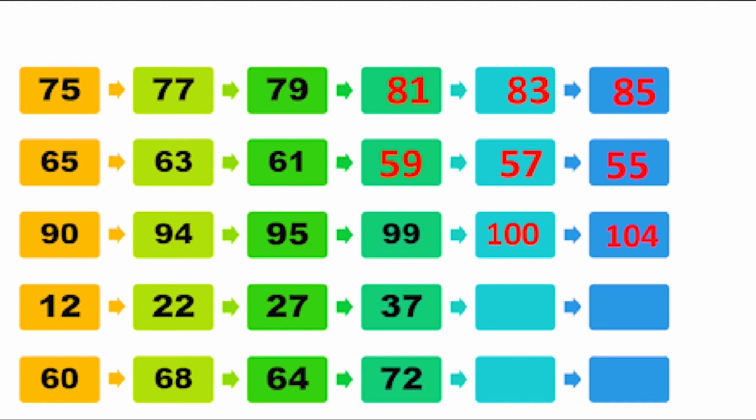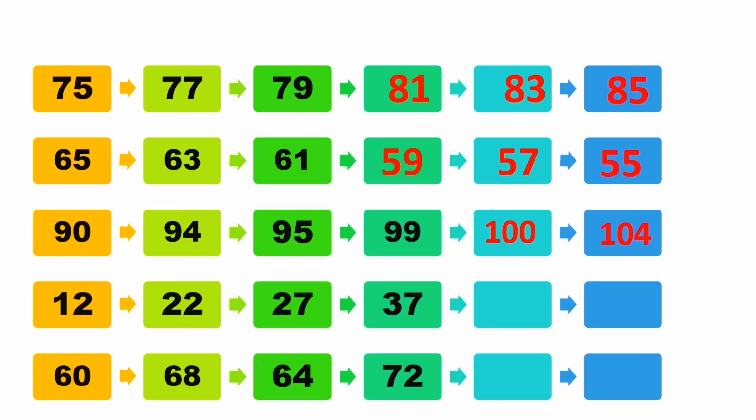Let's see the next example. I write 12, 22. What happened? We adding 10. How do I know? Look at the units. The unit here is 2 and the unit here is 2. The tens is 1 and the tens is 2. So the tens is changing. So it means we adding 10.